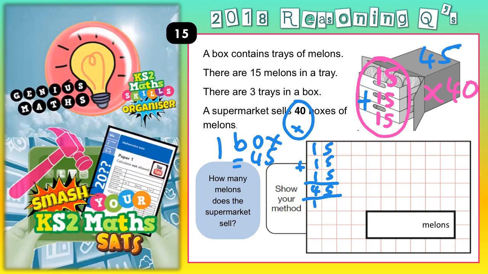Now the easiest way to do 45 times 40 is basically just to do 45 times 4 and make your answer 10 times bigger. 4 times 5 is 20. Put the 0 in, carry the 2. And 4 fours is 16, plus the 2 is 18. So 4 lots of 45 is 180, so 4 boxes would be 180 melons. 40 boxes is going to be 10 times bigger than 180, so that's going to be 1,800. So your final answer is going to be 1,800 melons.